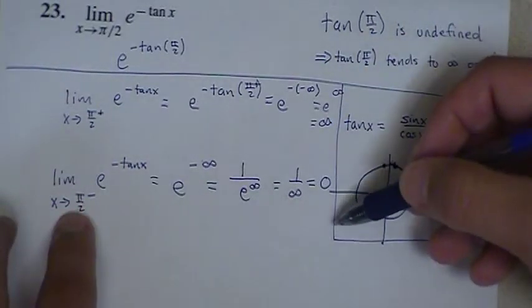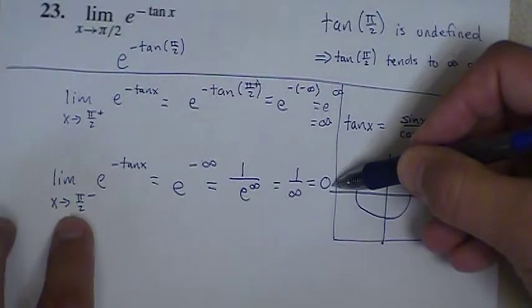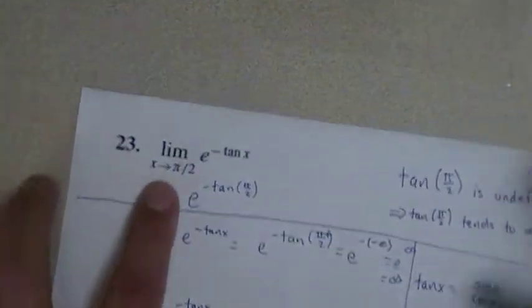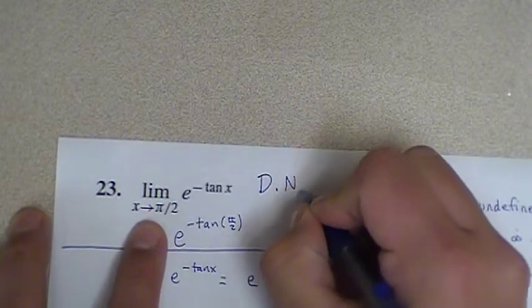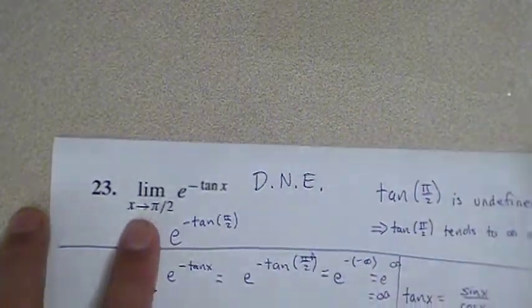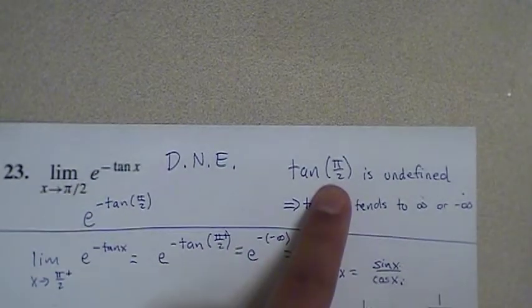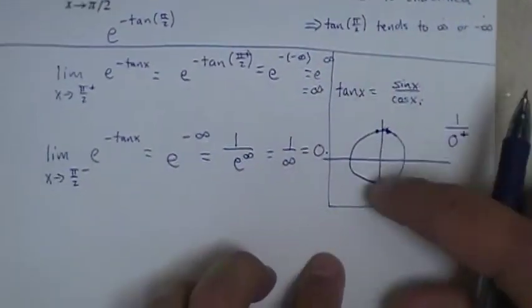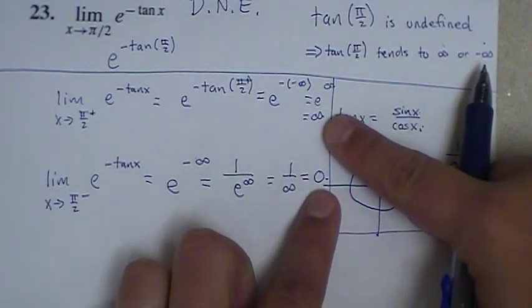So on the bigger side of pi by 2, we end up with an answer of infinity for this limit. On the smaller side of pi by 2, we end up with an answer of 0 for this limit. So the original limit, as we approach pi by 2, does not exist. It's a does not exist answer, not because tangent of pi by 2 was undefined, but because these two one-sided limits definitely did not equal each other.